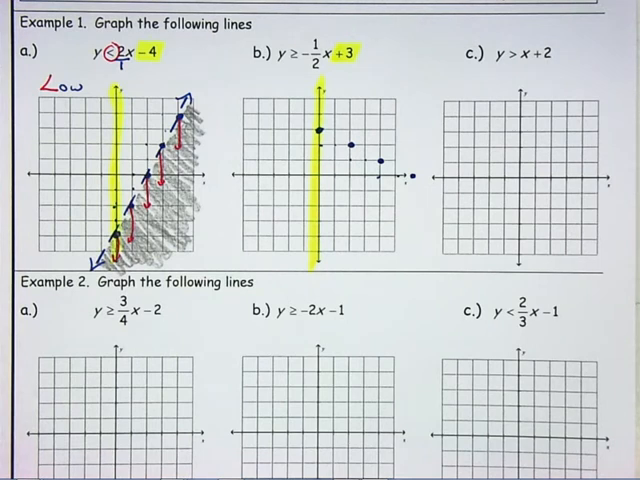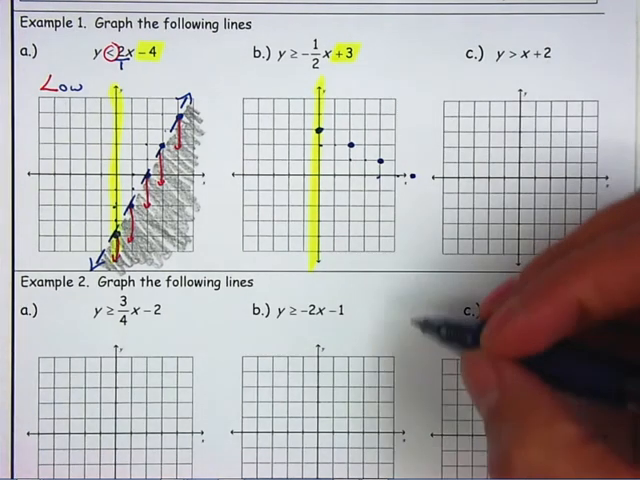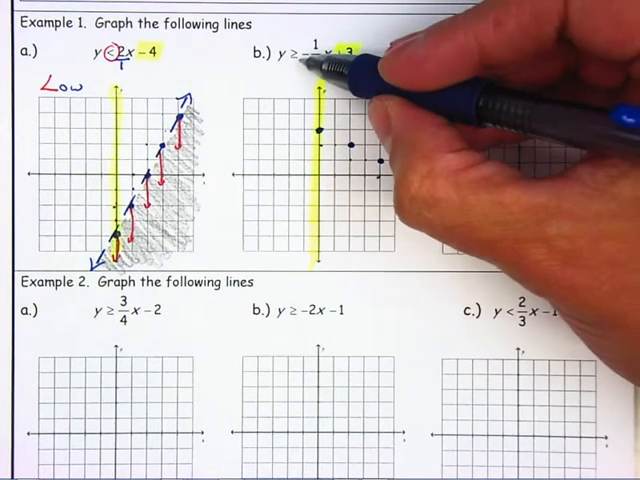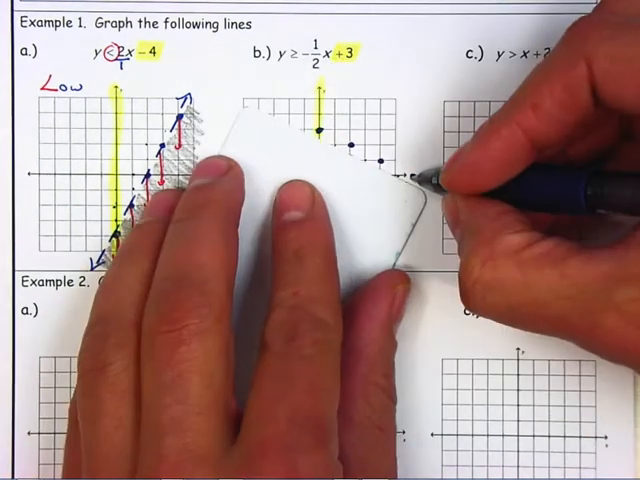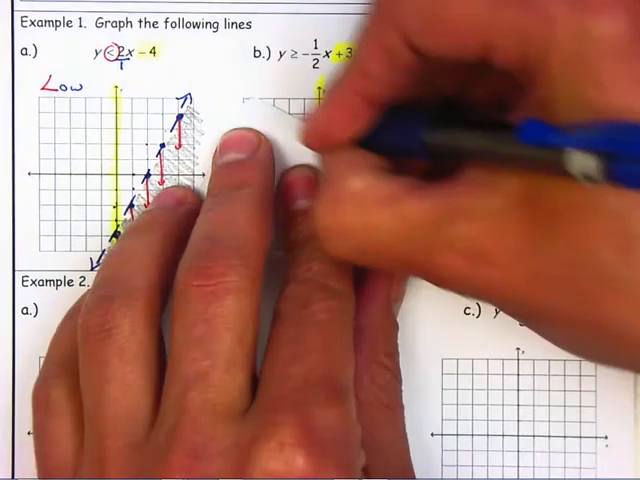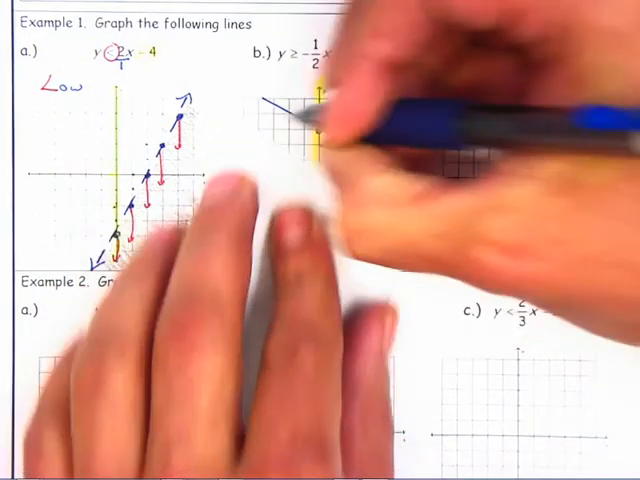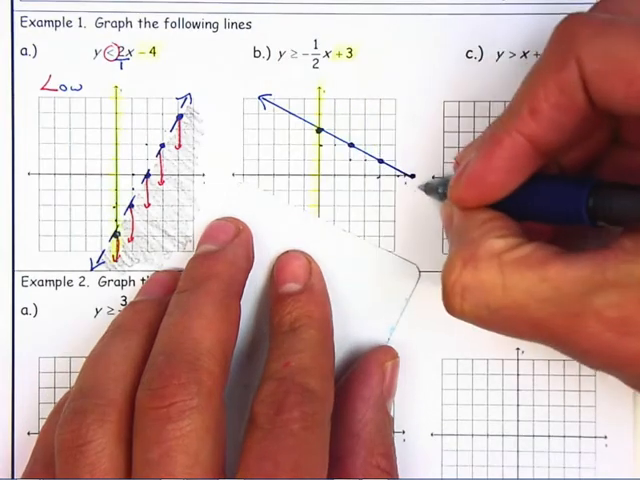Now from here, I need to decide if this is going to be a solid line or a dashed line. In this case, do we have an equal sign underneath? Yes. So we know that it's going to be a solid line. So those points that are on the line are also part of the solution.